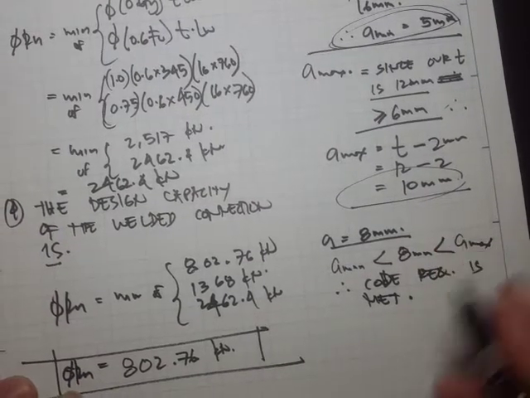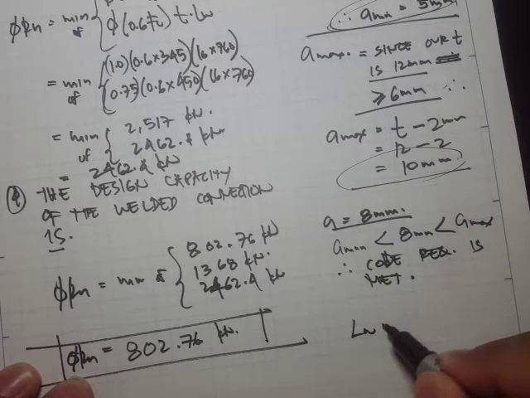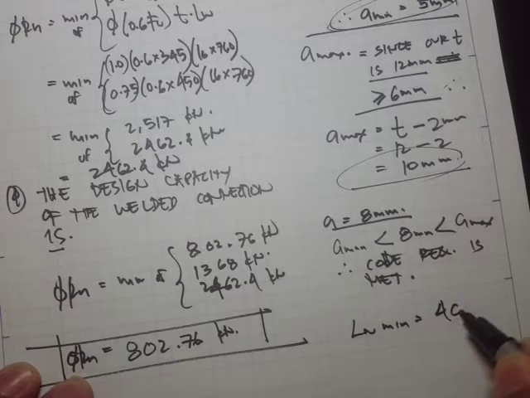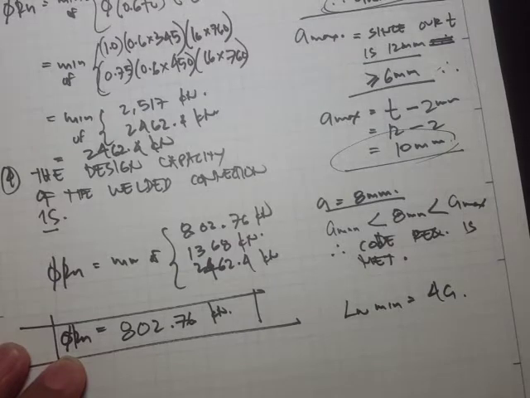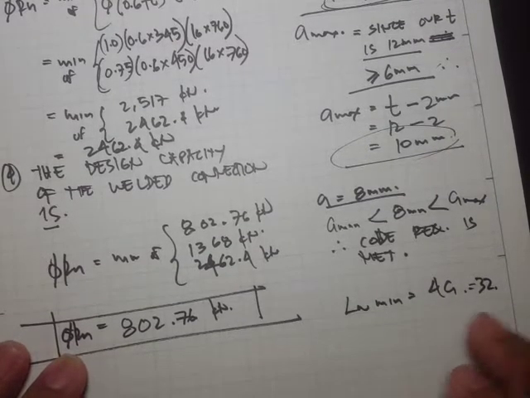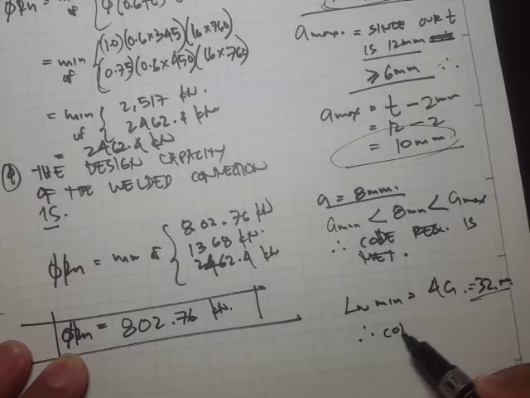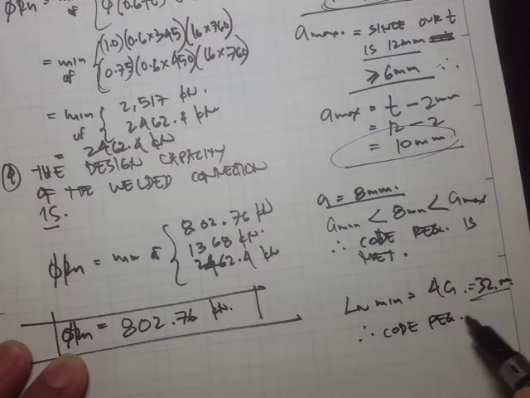And for the effective weld length, you can check the effective weld length is equal to 4A. So 4 times A, that's just 8 times 4, which is 32. And our weld length is way beyond 32 mm. Therefore, code requirement is met.